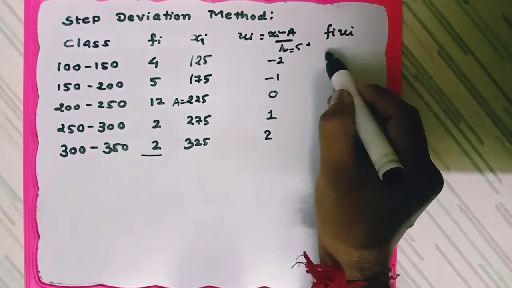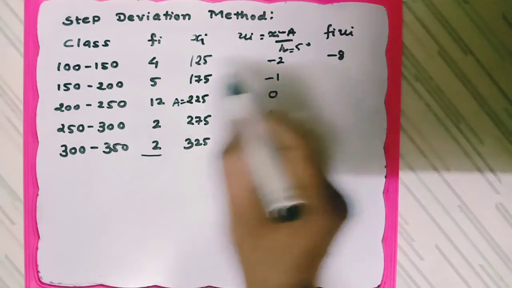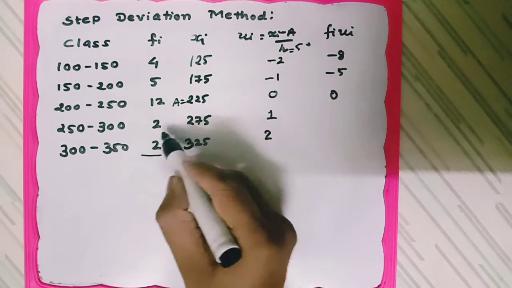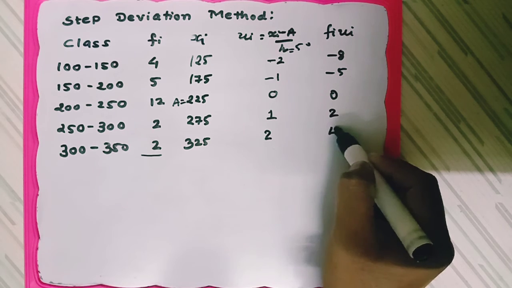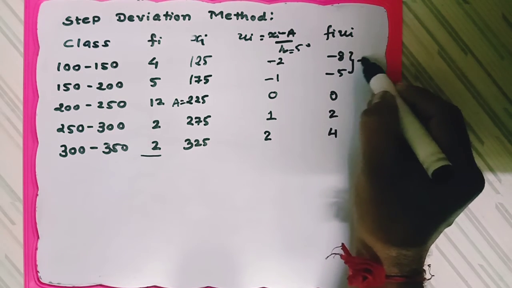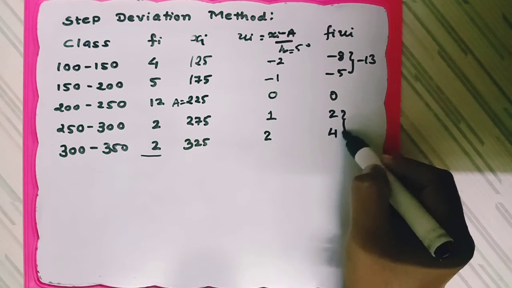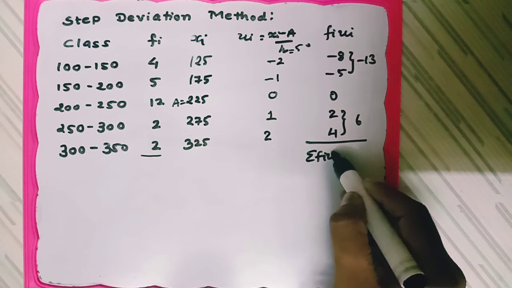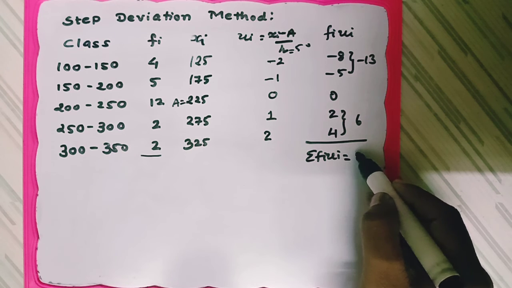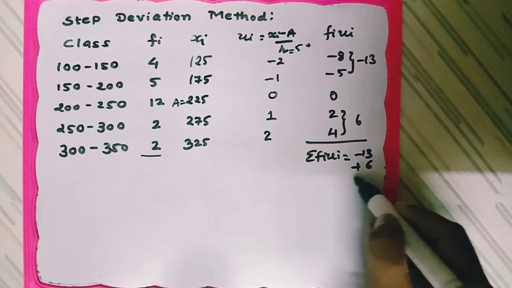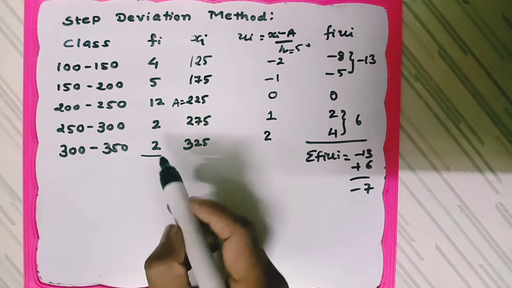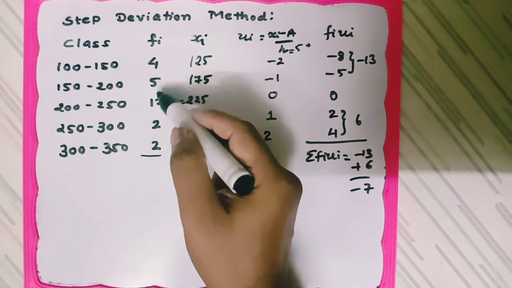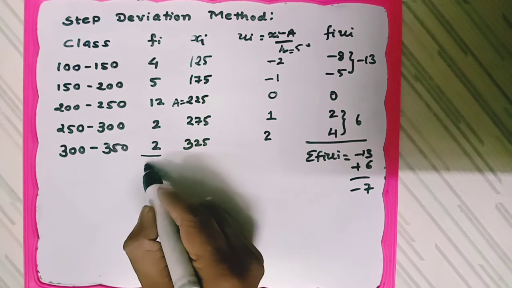Now we take fi multiplied by ui. So 4 into minus 2, minus 8. 5 into minus 1, minus 5. 12 into 0, 0, 2 1s are 2, 2 2s are 4. And so the negative values addition is minus 13 and the positive values addition is 6. And so we have sigma fi ui, it is minus 13 plus 6, which will be minus 7. While the frequency addition we have 4 plus 5, 9, 9 plus 12, 21, plus 4, 25.